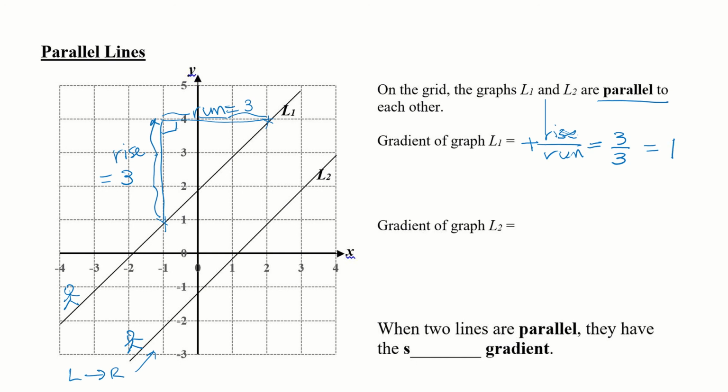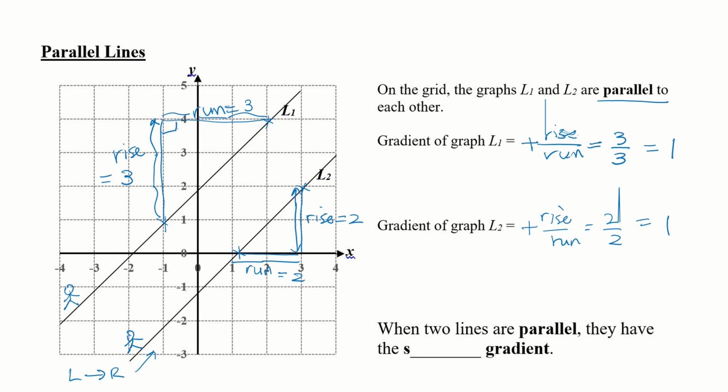So 3 over 3, which is positive 1. Now what about L2? For L2, I'm going to use these two points over here. They are supposed to be directly in the middle, but for some reason it's not now. So we have the rise over here, which is how many boxes? 1, 2. So 2 boxes. And the run, which is how many? 1, 2. So also 2. Because it's also going up, it's going to be positive rise over run. So it's 2 over 2, which equals positive 1.